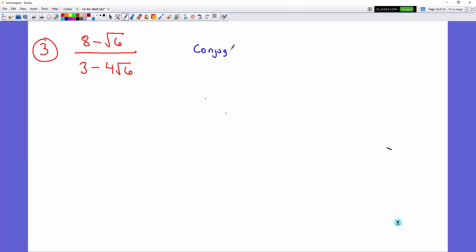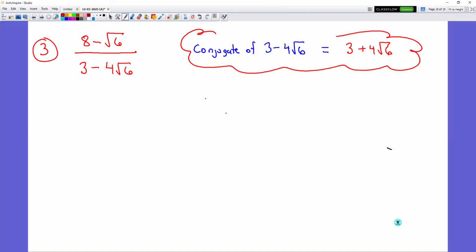So the conjugate of, in this case, 3 minus 4 square root of 6. What would the conjugate of that be? Remember, just change the sign in the middle and you'll have it. So the conjugate is 3 plus 4 square root of 6. So now we're ready to take this conjugate, 3 plus 4 square root of 6, and multiply it to both the top and bottom of our original problem. So here we go.